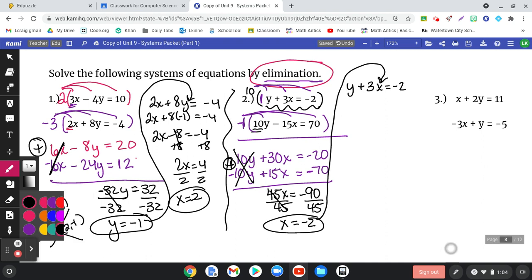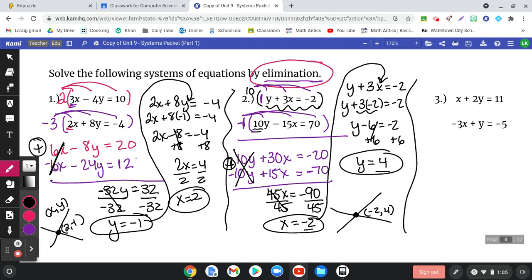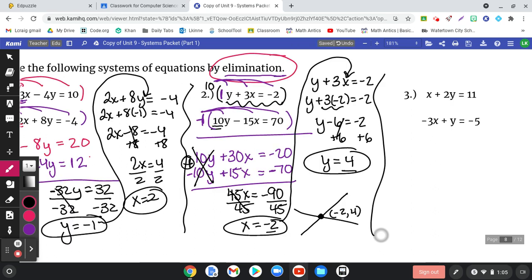All right, so now that we know that x is -2, I'm going to do y plus 3 times -2 equals -2. All right, this would give us -6, so y minus 6 equals -2. Add 6. Y equals 4. So again, if we were to graph this, those two lines would intersect at the point -2, 4. X, then y. All right. And that's the same steps each time. So let's do another one.